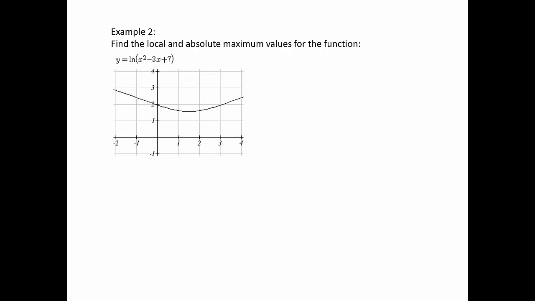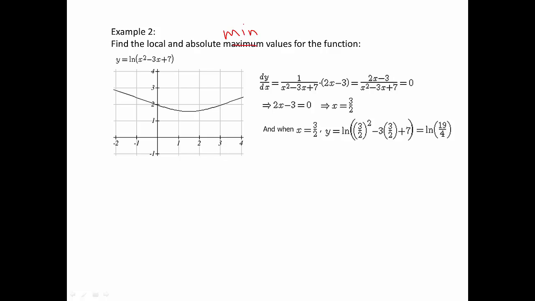So example 2, let's go ahead and find the local and absolute maximum values for this function. Just looking at it, you know that you have just one local and absolute. And actually, this is a minimum. I've been having some problems, I guess, with my minimums and maximums. When we take the derivative of this and set it equal to 0, the only way that a fraction can be 0 is if the numerator is 0. So let's go ahead and solve that. X is 3/2. And when x is 3/2, we know that the y value is the natural log of 19/4.